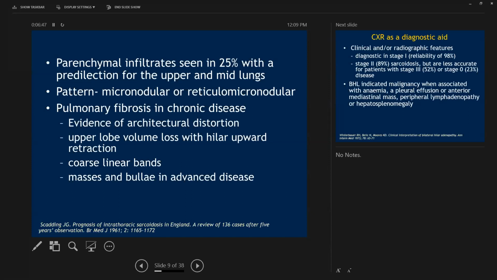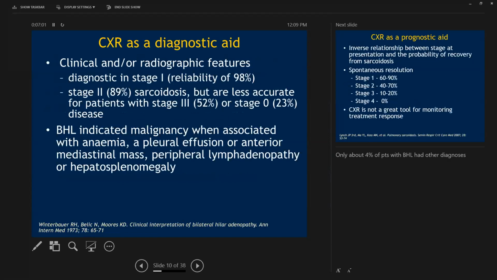Pulmonary fibrosis is seen in chronic disease, and typically there's architectural distortion that we just talked about, the upward hilar retraction, the linear bands, and then you can see masses in advanced disease. So chest X-ray as a diagnostic aid is pretty good in early disease, but not great for stage 3 and stage 4 or 0 disease.